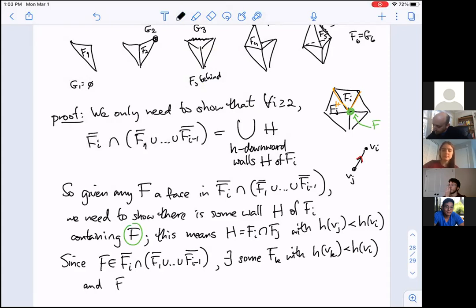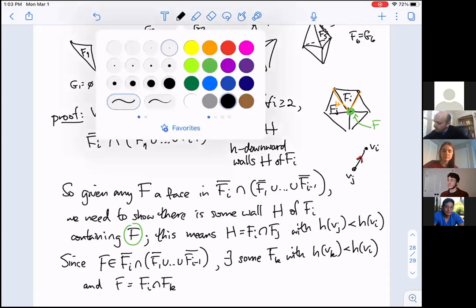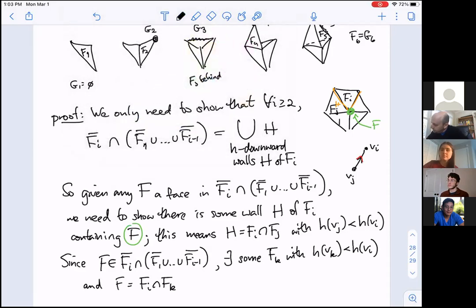And F is Fi intersect Fk. So what am I saying? There's some face, don't know where it is, but maybe it was this one, it's the Fk. It came earlier in the shelling, and it intersected Fi in that face F. And that's how I knew that F was among Fi's intersection with the previous faces. There has to be some Fk that exhibited it as being in the intersection.